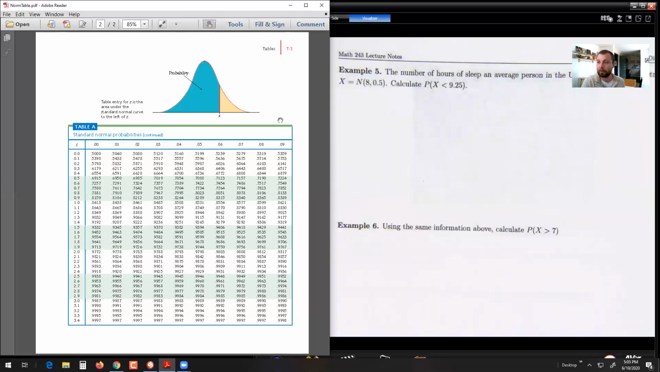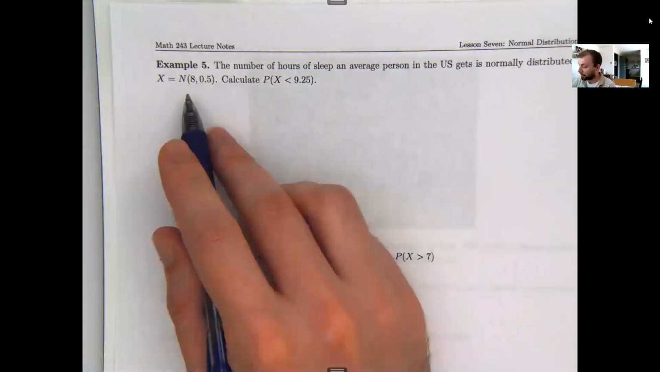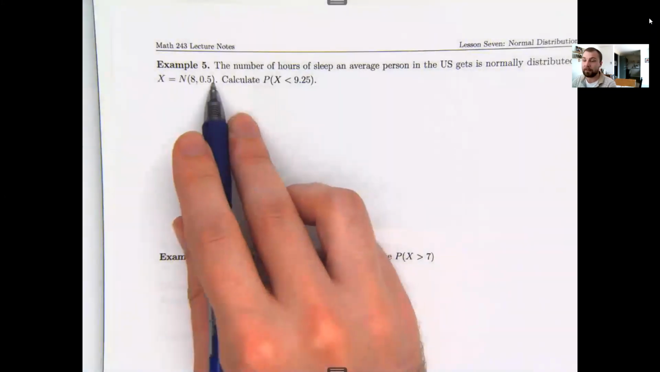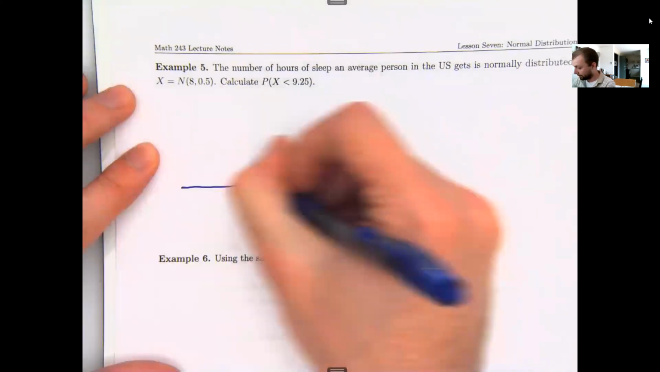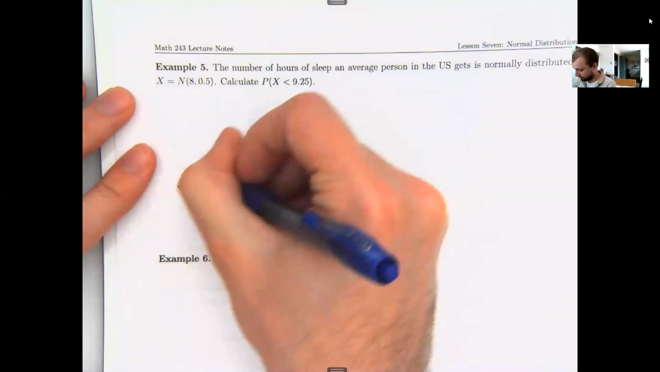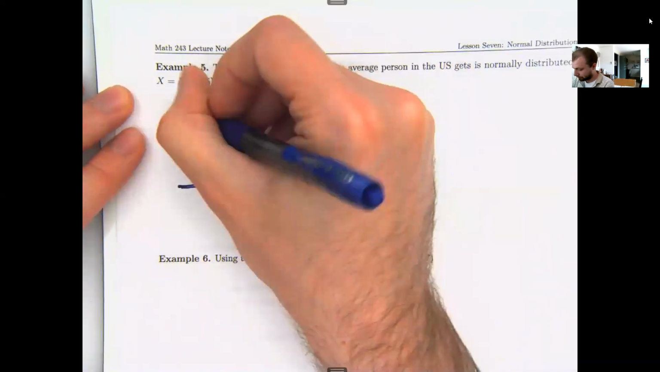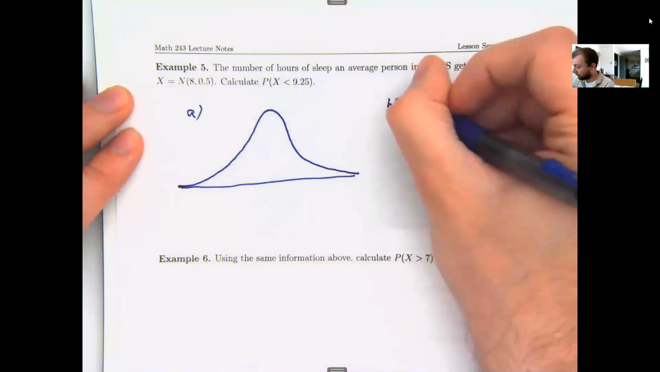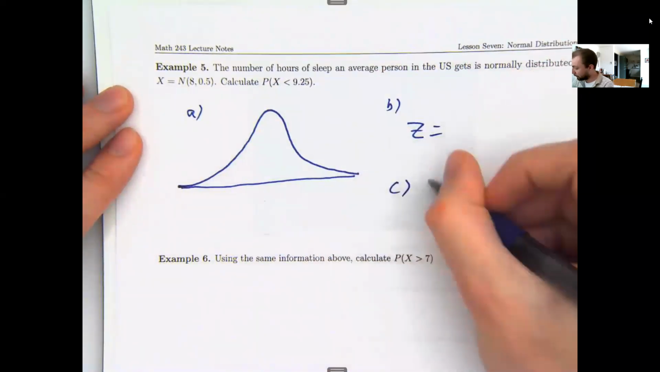Suppose that the number of hours of sleep a person in the US gets is normally distributed with an average of 8 hours and a standard deviation of 0.5 hours. I'm going to draw my graph. I'm going to find my z-score, and then I'm going to look it up.